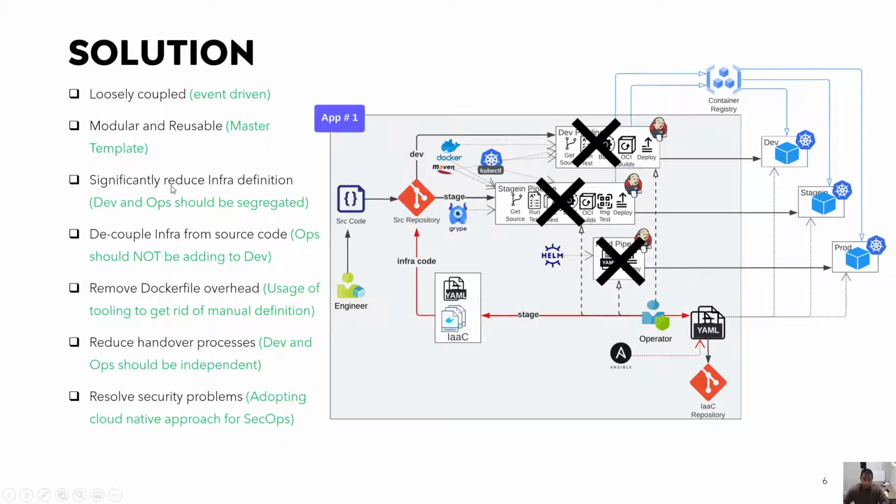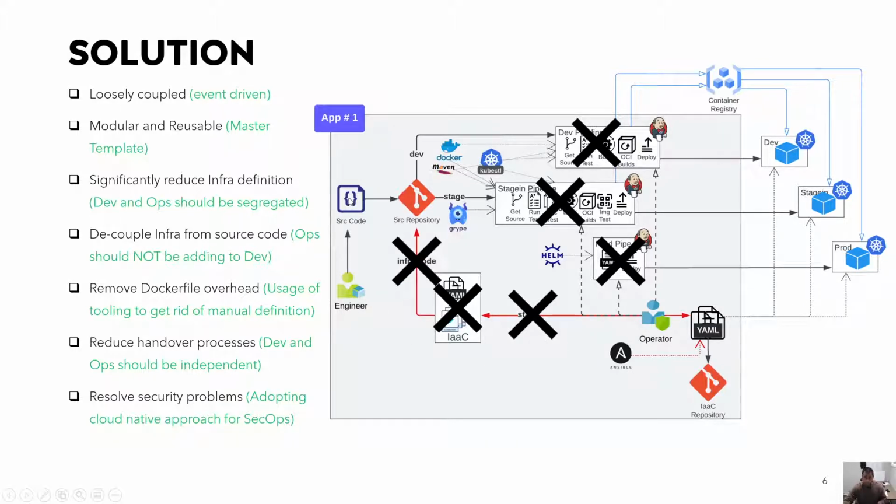We need to significantly reduce the infrastructure definition. That means no more of this, right? The Dockerfile scenario is not a big problem because there are tools available that let us get away from the Dockerfile and use a tool to containerize our application, so that's fine. Then the handover process needs to go away as well, because that's a choke point.